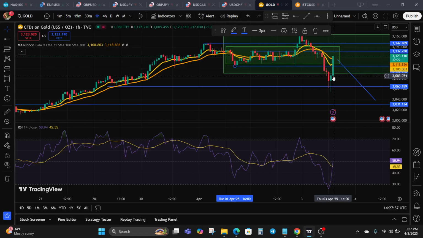Okay, and ensure that the volume is supporting the move. Watch for volume spikes when price breaks a key level.